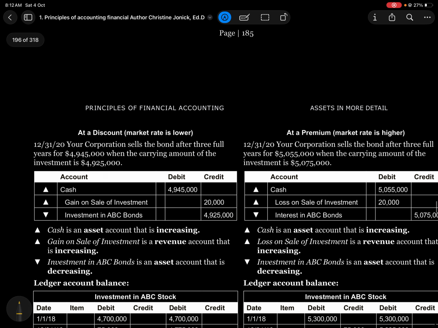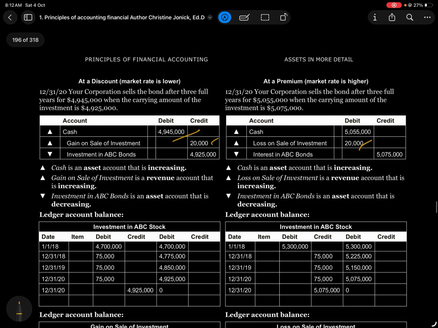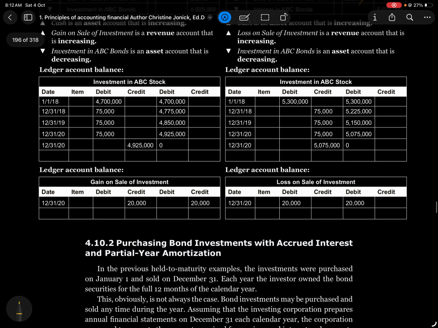So when we sell any bonds prior to maturity, we normally tend to receive cash, let's say, and there might be a gain again as well, or there might be a loss, right, based on its book value. So the carrying amount was 5075. If we sell it at that amount, we have a loss of 20,000. There might be a gain as well, right? So we have to record it accordingly.